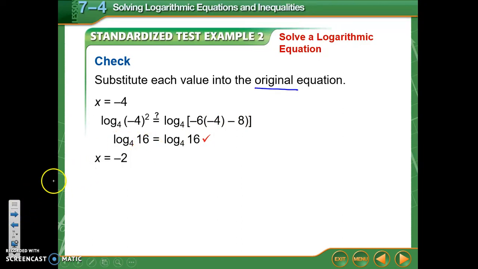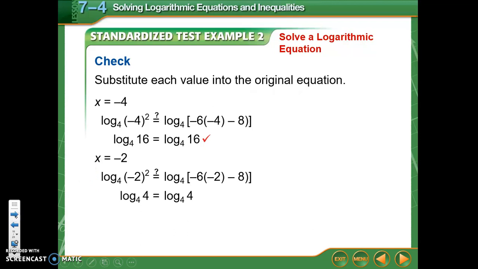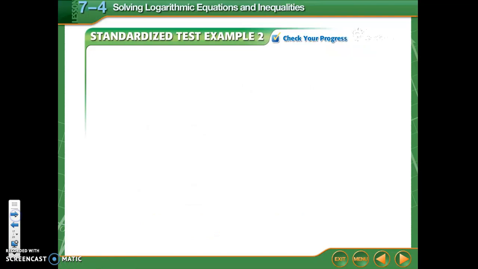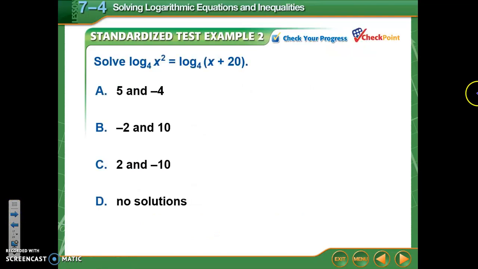Now I'm going to check x equals negative 2, and I end up with log base 4 of 4 equals log base 4 of 4. That's fine, because what I have inside my logarithm is the same, and they're positive numbers, right? So that one works as well. So both answers, negative 4 and negative 2, are correct. Okay, so this one is for you guys to try.